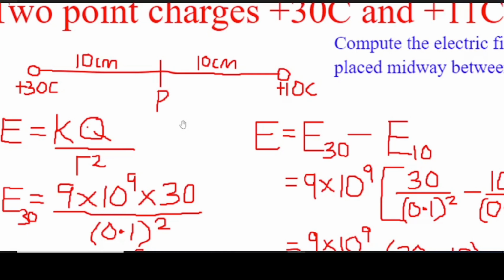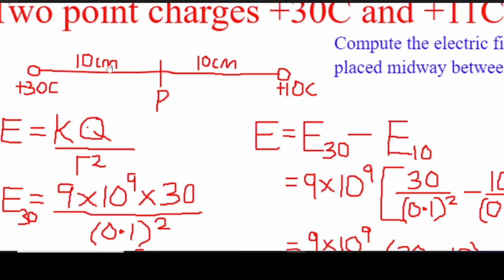If we substitute correctly, our K is a constant, that is 9 times 10 raised to power 9. Then our Q, that is the plus 30 coulomb charge. We are calculating the electric field of the plus 30 coulomb charge at point P. That will be times 30 divided by 0.1 squared. How did we get 0.1 squared?